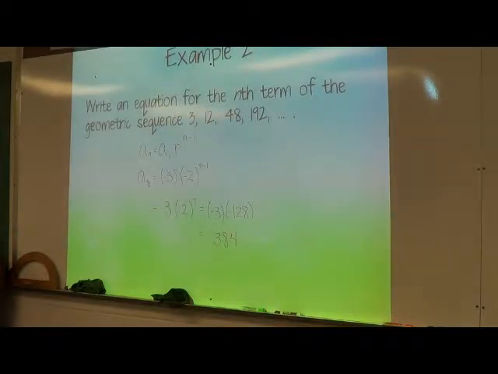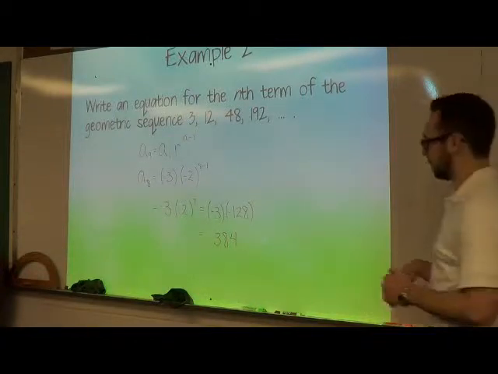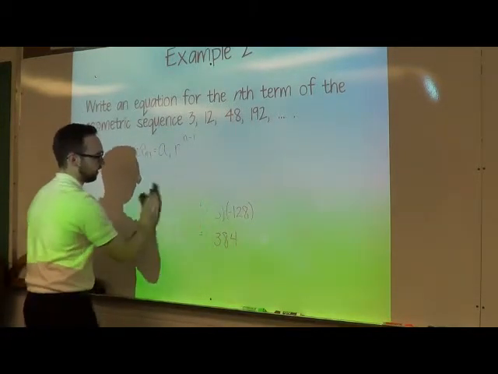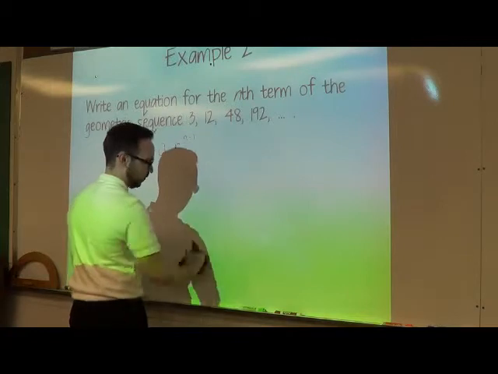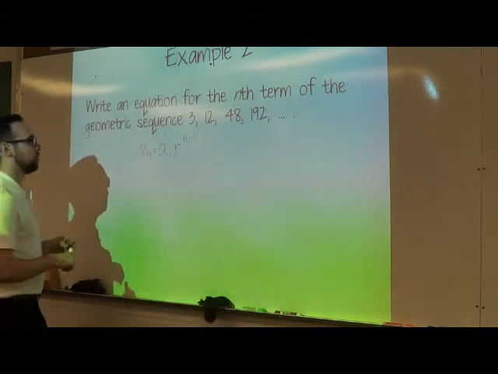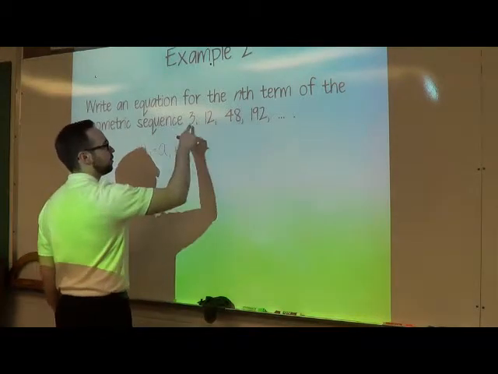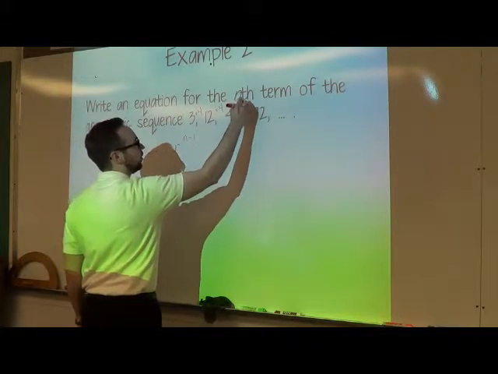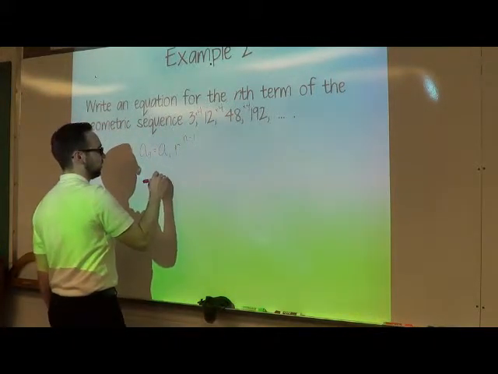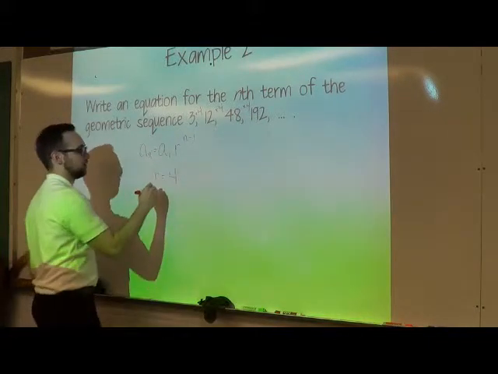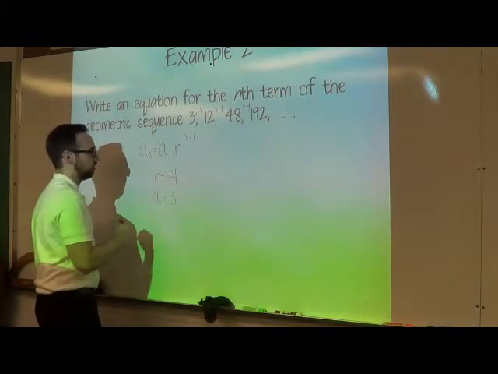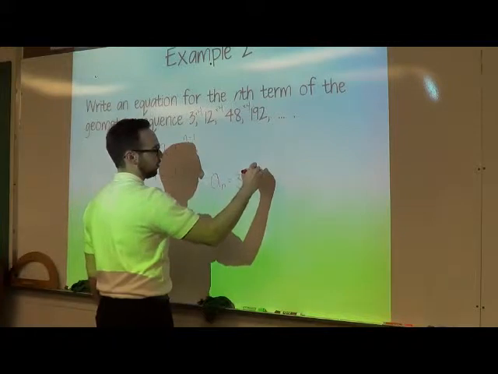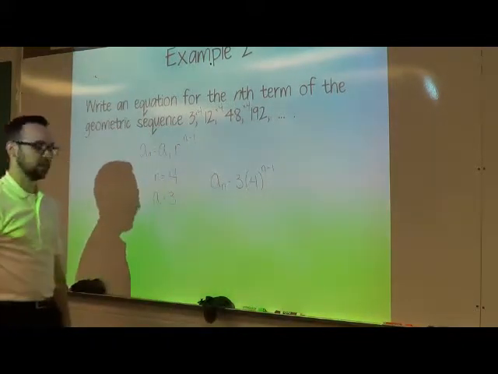Now this time they want us to write an equation for the nth term of a geometric sequence. We're going to use the same formula that we had before, it's just this time we're going to plug in values and write the equation for it. So we want to figure out what we're multiplying by each time. From 3 to 12 we're multiplying by 4. From 12 to 48 we multiply by 4, and so on and so forth. So our r value is equal to 4 and our a sub 1 is the first term, which is 3. So a sub n would be equal to 3 times 4 to the n minus 1 power. That's all there is to it.